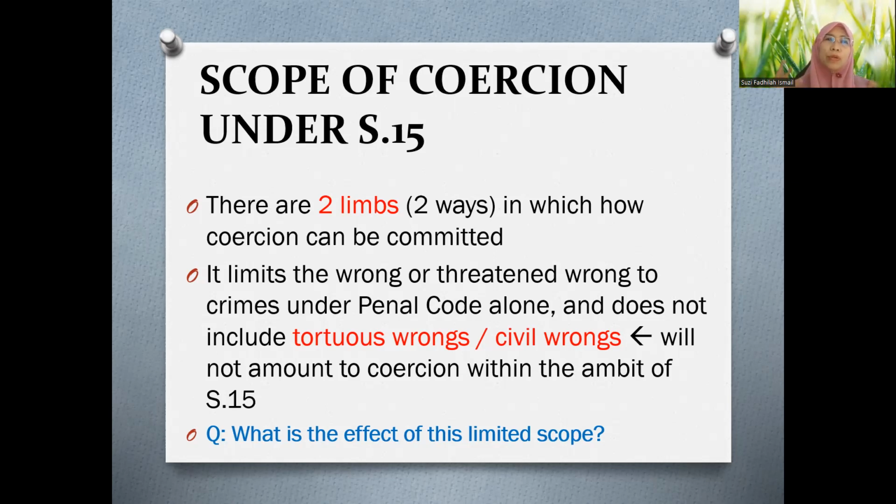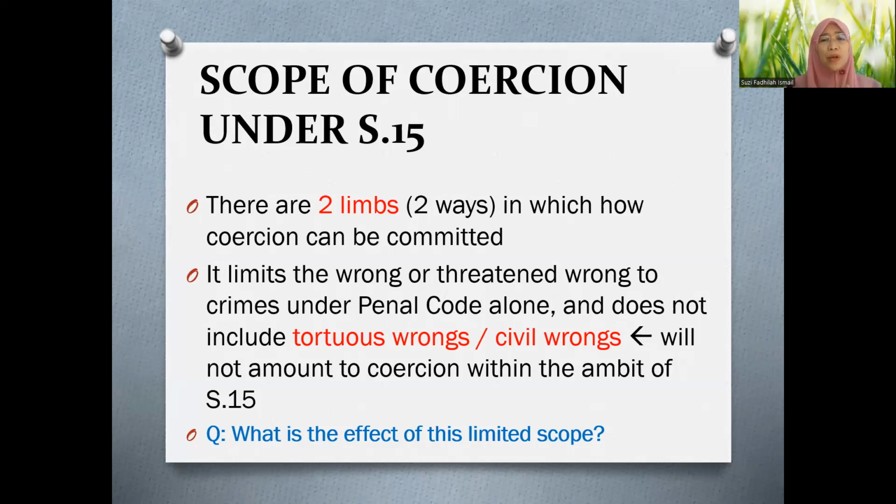So tortious wrong, we want to relate with torts act. You're also learning torts, kan? So whatever torts, not really something which is committed tortiously, not necessarily crime per se, not necessarily crime under the Penal Code. So if it is a tortious act, then it is not caught by section 15. It's very hard to prove coercion. Or in other words, torts is about civil wrong. So if it relates to torts or civil wrong, then it will not amount to coercion within the ambit, within the scope of section 15. So section 15 is very limited in that sense. You have to really cross-refer, double check, is it under the Penal Code or not?